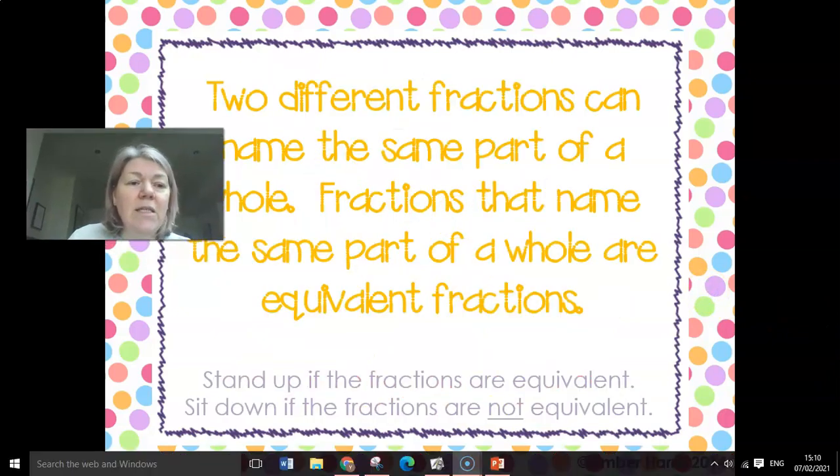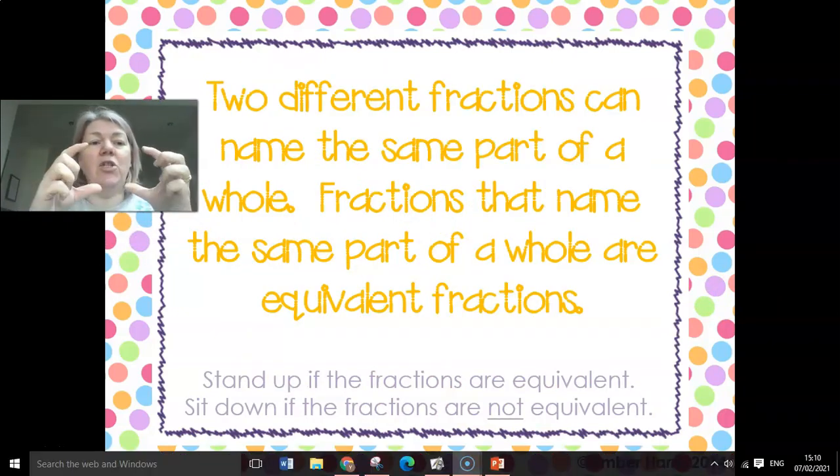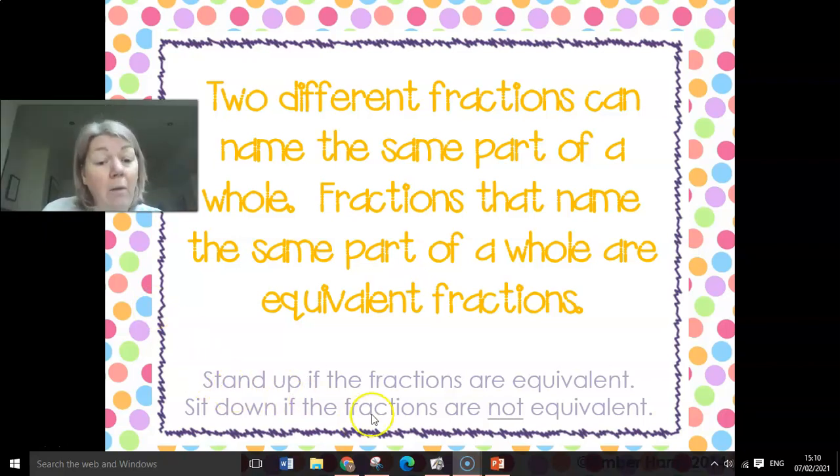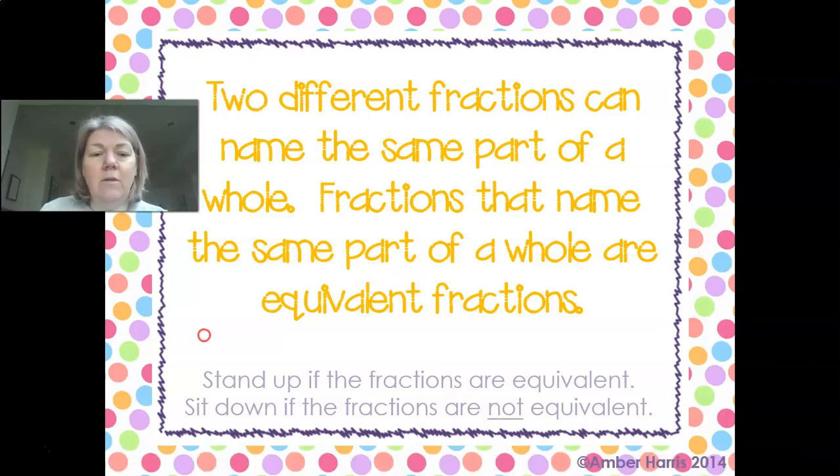Right, so you're going to see two different fractions. You'll see the fraction and the picture. And you've got to stand up if the fractions are equivalent, and you've got to sit down if they are not equivalent. Okay, are you ready? Here we go. Hopefully it'll work. Fingers crossed.